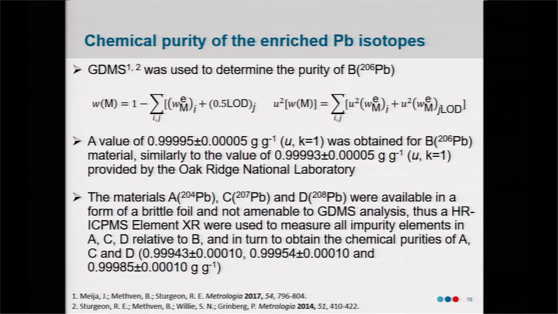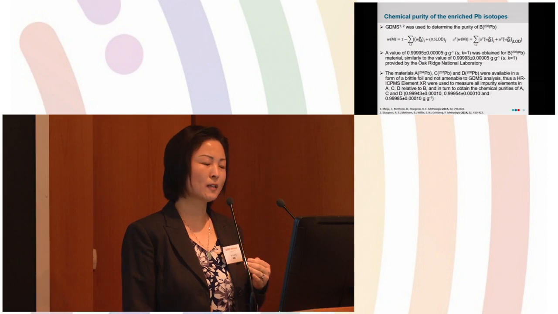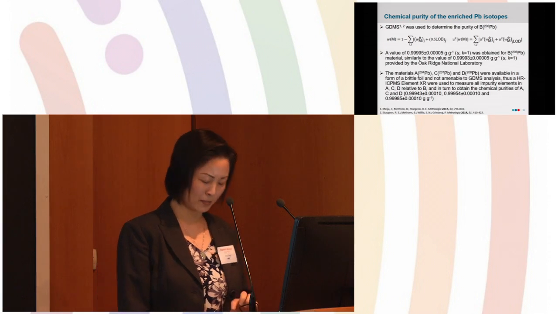Fortunately, for the other three materials, A 204, C 207, and D 208, they were only available in the form of brittle foil and were not amenable to our GDMS analysis. Therefore, a high-resolution ICP-MS, Element XR, was used to measure all impurity elements in A, C, and D relative to B, to derive the chemical purity of A, C, and D. As you can see, the other three materials are still pretty good at 99.9% chemical purity, with a little bit bigger uncertainty because of the additional measurement involved.